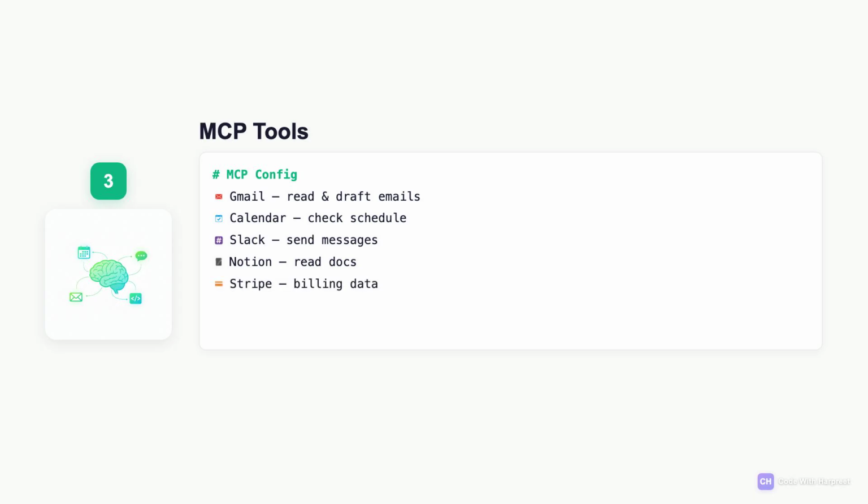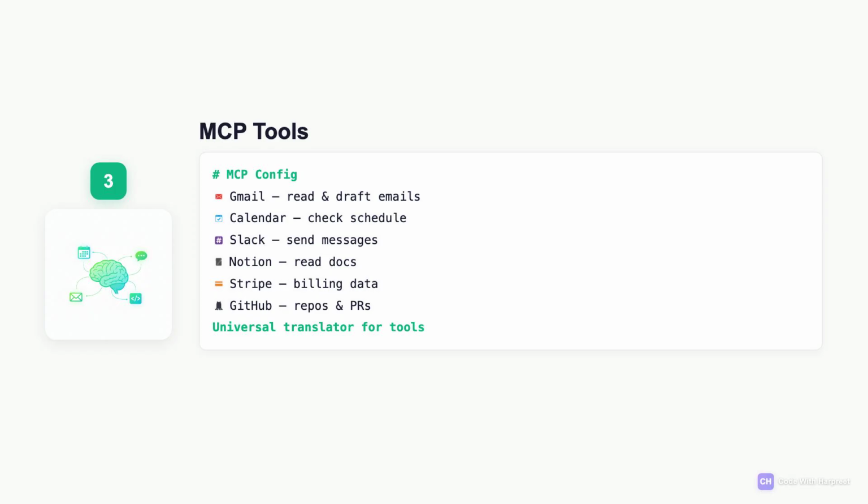Gmail, so your agent can read and draft emails. Google Calendar, so it knows your schedule. Slack, so it can send messages. Notion, for your documentation. Stripe, for billing data. GitHub, for your repos. Each connection is just a few lines in a JSON file.